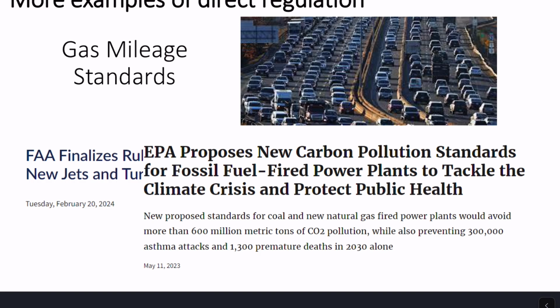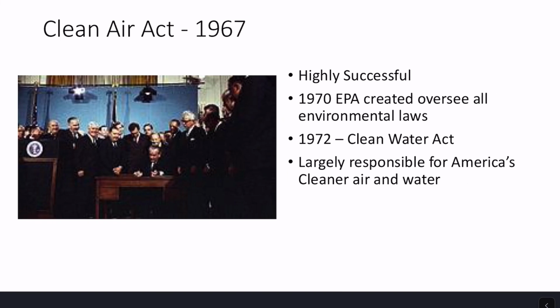These are, in general, going to be more expensive than if we did taxes or a cap and trade. In a later video, I'll show you why these things will be more expensive. But sometimes you might want to do this because it's very helpful.